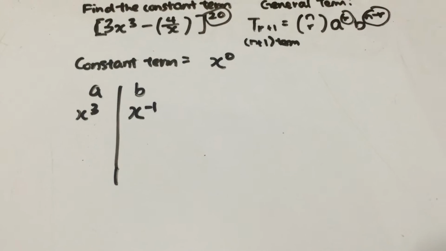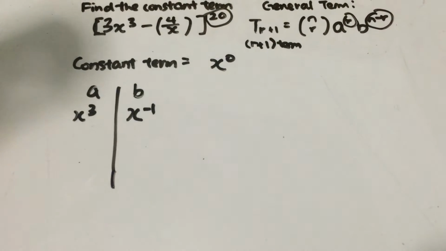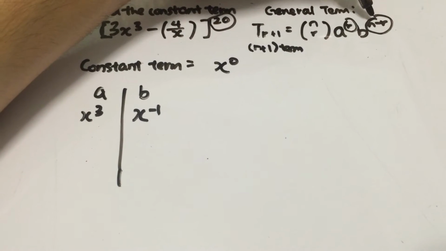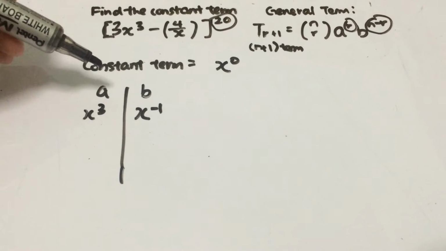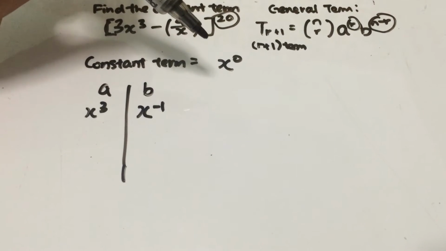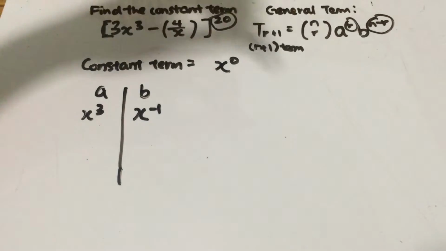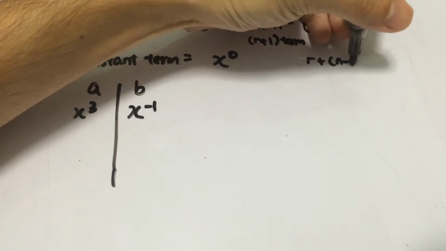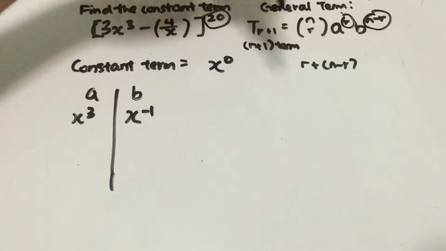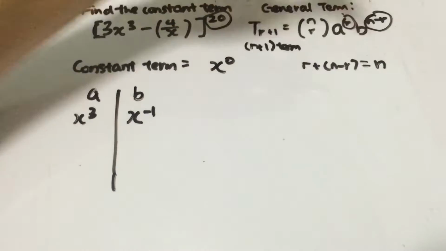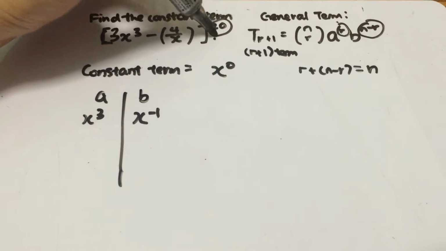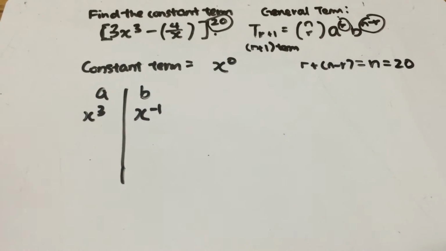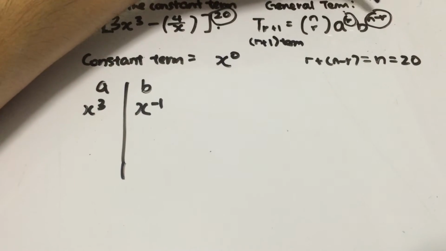What we are trying to do here is allocate what my r and what my n minus r should be, such that you can get a constant term, which is x to the power of 0, independent of x. We know that r plus n minus r, when these two powers add together, you will get n. And n refers to this power, so my n is equal to 20. So we're trying to determine this r and n minus r.